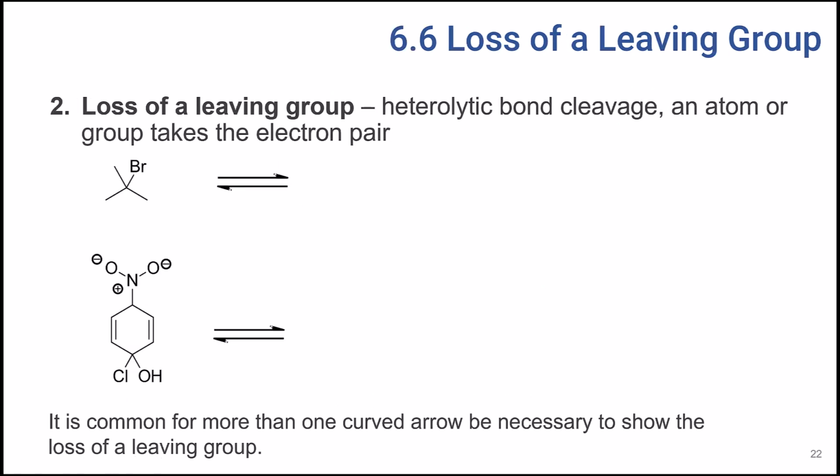We have a loss of a leaving group. This is a bond cleavage, and one of the atoms or groups takes the pair of electrons. So here my bromine is acting as the leaving group because it's electronegative and can take on the pair of electrons. It's okay with having an extra lone pair. So the bond between the C and the Br is going to break, and the electrons are going to go to the Br, which results in a carbocation, plus the Br now has an extra pair of electrons. So we can have one arrow where the leaving group leaves, or it can be common for more than one curved arrow to show loss of a leaving group.